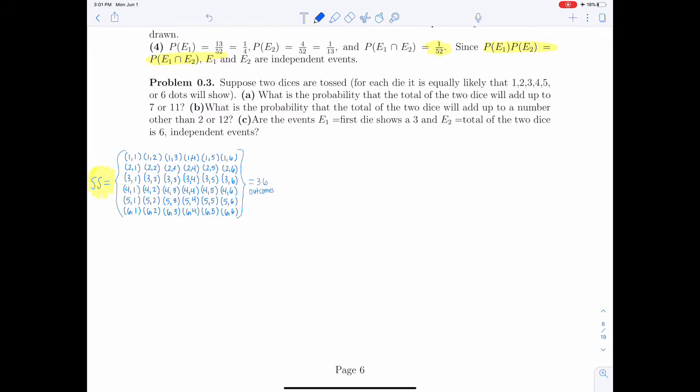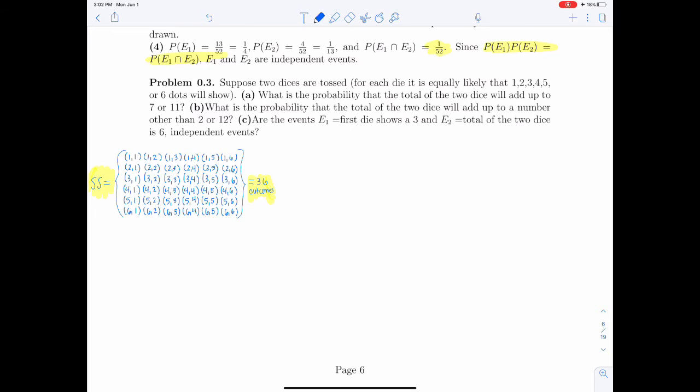The first line says, suppose 2 dice are tossed. For each die, it is equally likely that you would get 1 through 6 dots. When I read that, I knew I had to create a sample space. So I have 1 through 6 on the top, 1 through 6 on the bottom, and then just went through, and these are all the combinations that you could get when rolling 2 six-sided dice. And if you notice, that would be 36 different outcomes. So our sample space is 36.